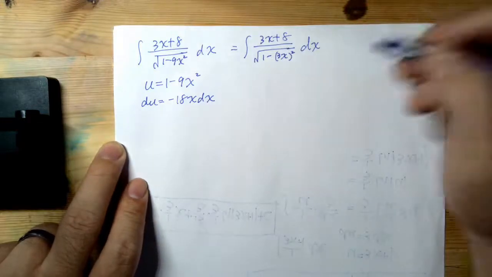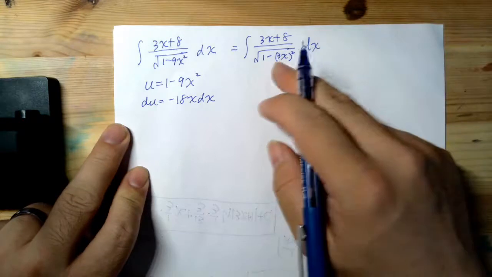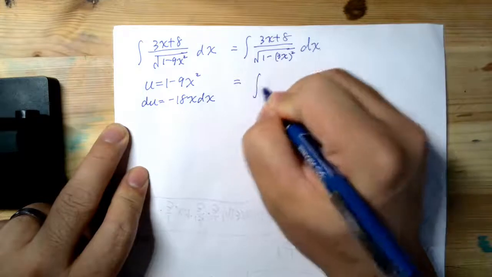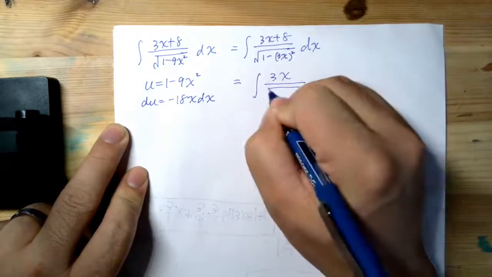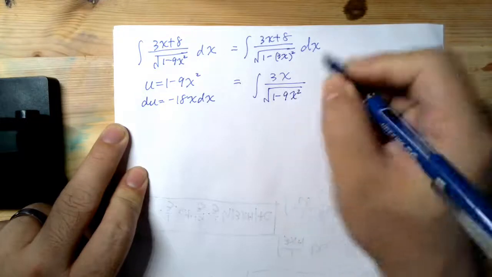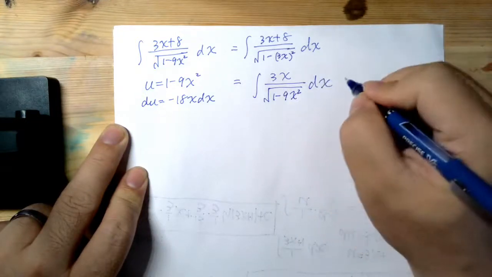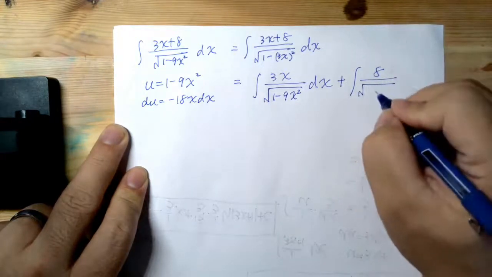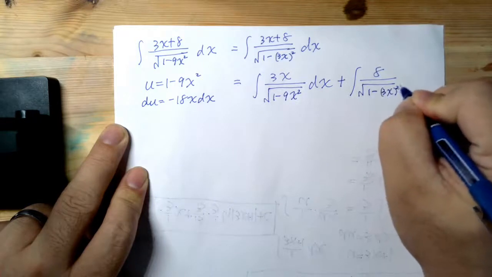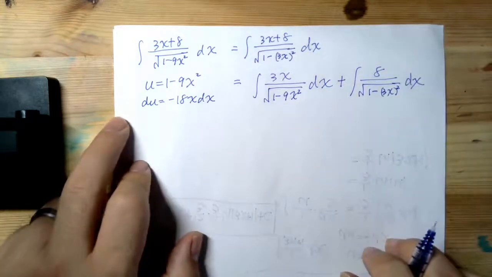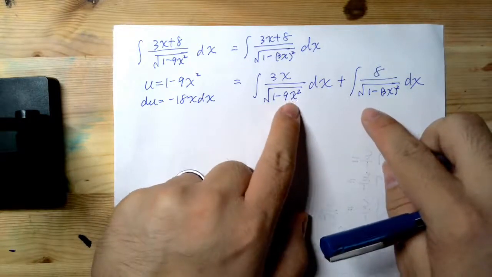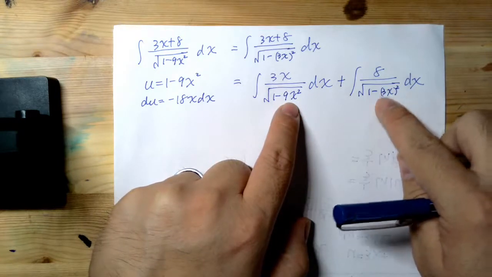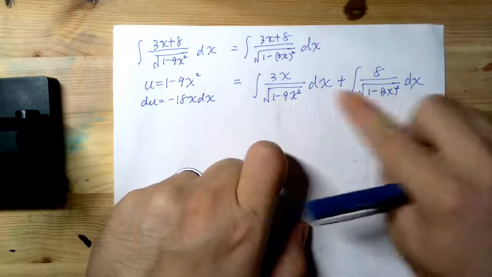Well, the idea for this problem is we're going to rewrite this integral into the summation of two integrals. So that is integral 3x over square root of 1 minus 9x squared dx, and then plus integral 8 over square root of 1 minus 3x then squared dx. Now, some of you might see that I write it here as 9x squared, and I write it here as 3x parentheses squared. Those two are exactly the same, but I write it in a different way.